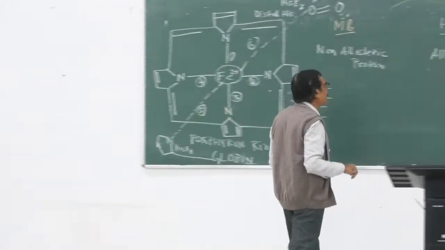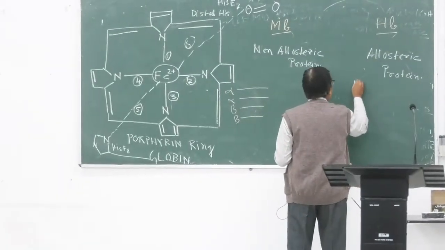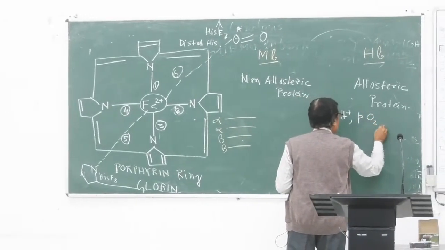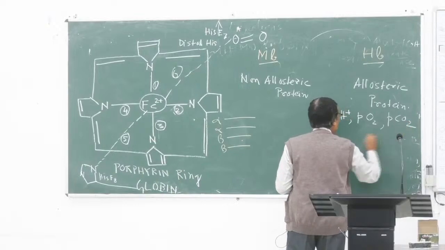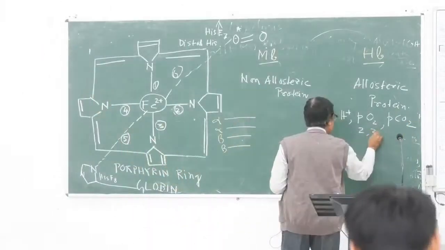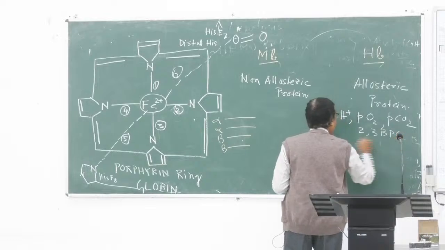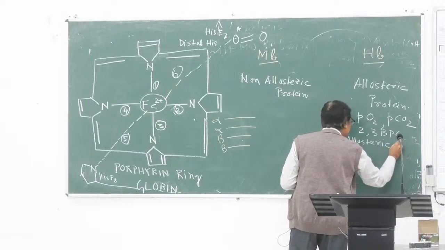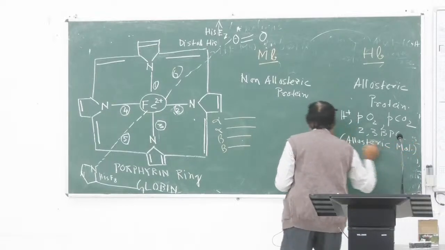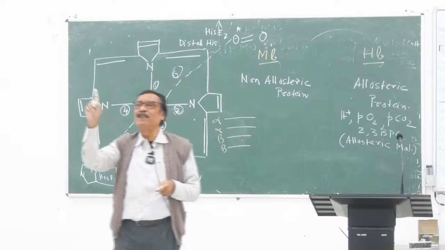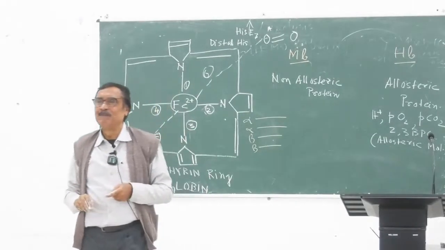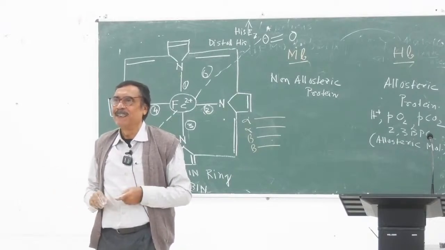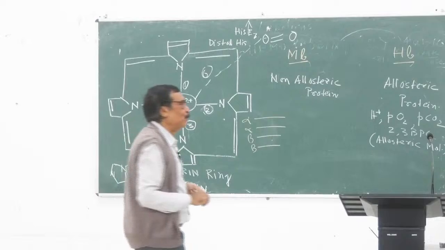কি কি ফ্যাক্টরের উপর কাজ করছে? হাইড্রোজেন আয়ন কনসেন্ট্রেশন, PO2, PCO2, 2,3 বিপিজি, এটা হচ্ছে অ্যালোস্টেরিক মলিকুল। হিমোগ্লোবিন ইজ প্রোটিন, আর এরা হচ্ছে অ্যালোস্টেরিক মলিকুল which modify the activity of the hemoglobin. In case of myoglobin, these molecules cannot modify the function of myoglobin.